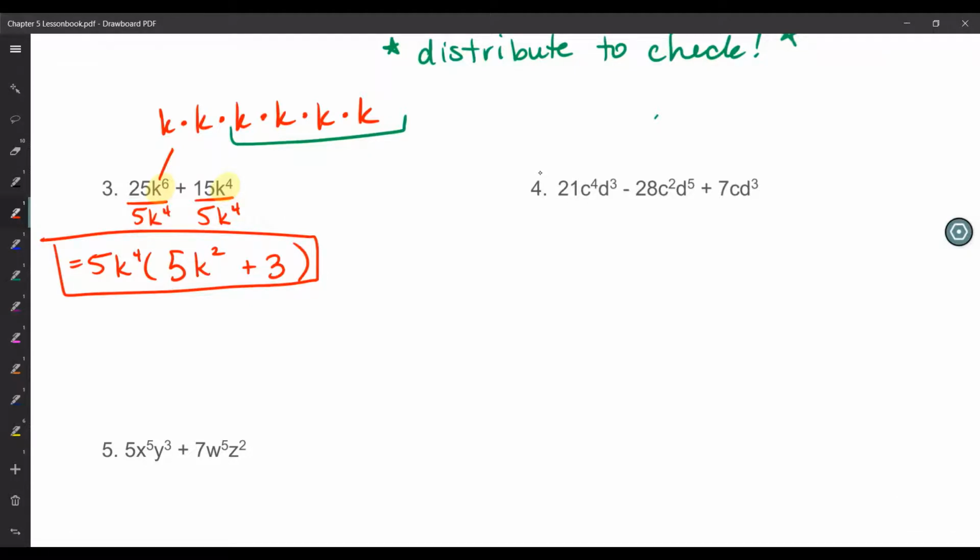So when you're dealing with variables, you're going to look and see if every term has that variable. And the maximum that you can take out is the lowest exponent on that variable. So let's take a look at number 4. We'll use that idea. So firstly, let's look at coefficients. 21, negative 28, and positive 7. What is the greatest common factor that I can take out from these coefficients?